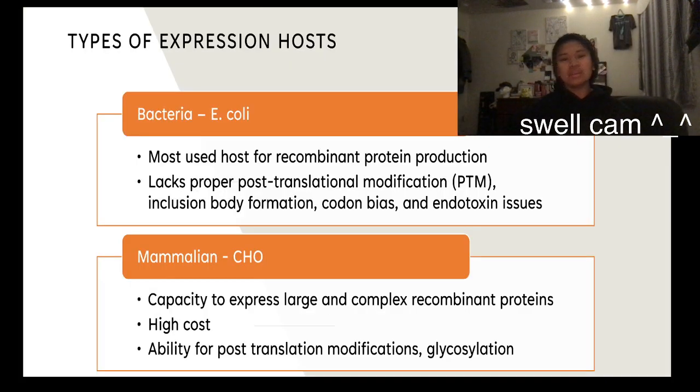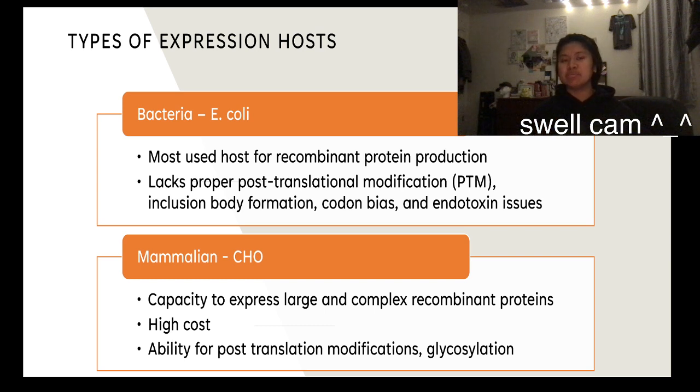So, one of the most popular used in the industry is bacteria, specifically E. coli, with it being gram negative. It is one of the most used host systems for recombinant protein production.